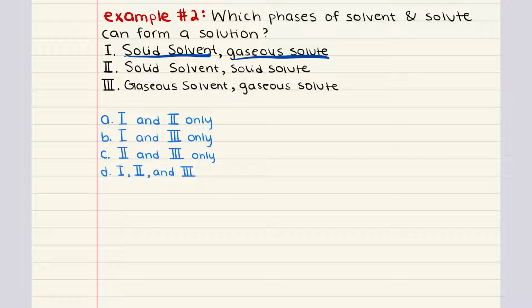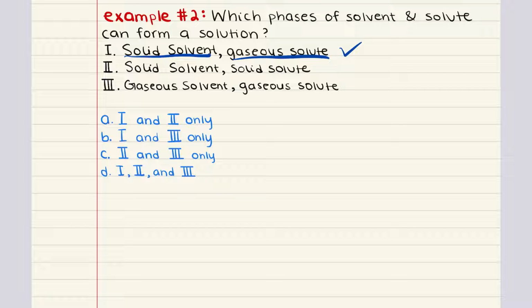This type of solution is possible, and it forms what is known as a solid gas solution. So this is correct. What about statement 2? Statement 2 says solid solvent, solid solute. So in this scenario, both the solvent and the solute are solids.